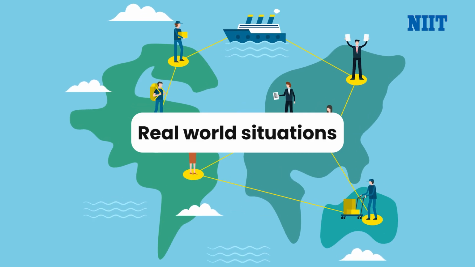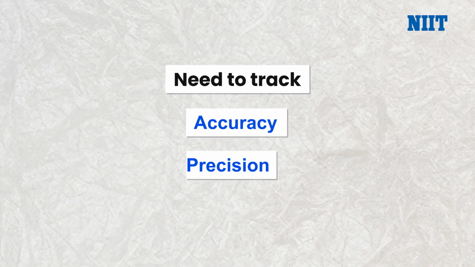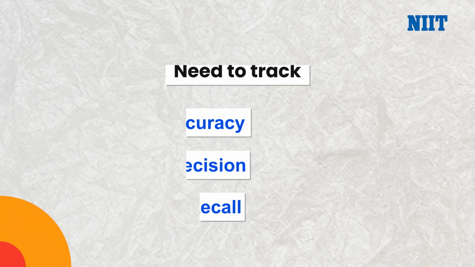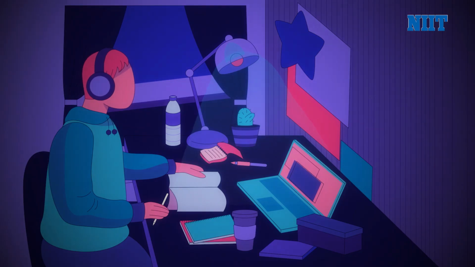To see how your agent is doing, you will track things like accuracy, precision, and recall, which will help you measure performance. And if the results are not great, no worries. You can tweak the model or improve the data to make the agent smarter.